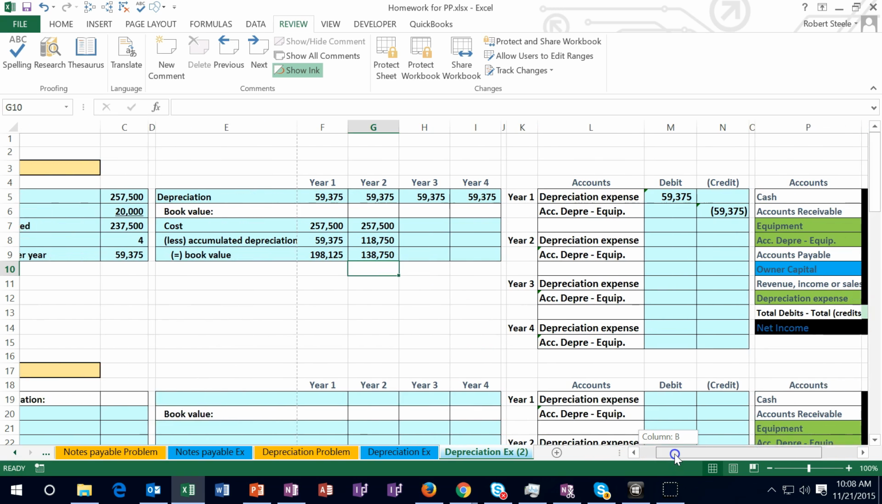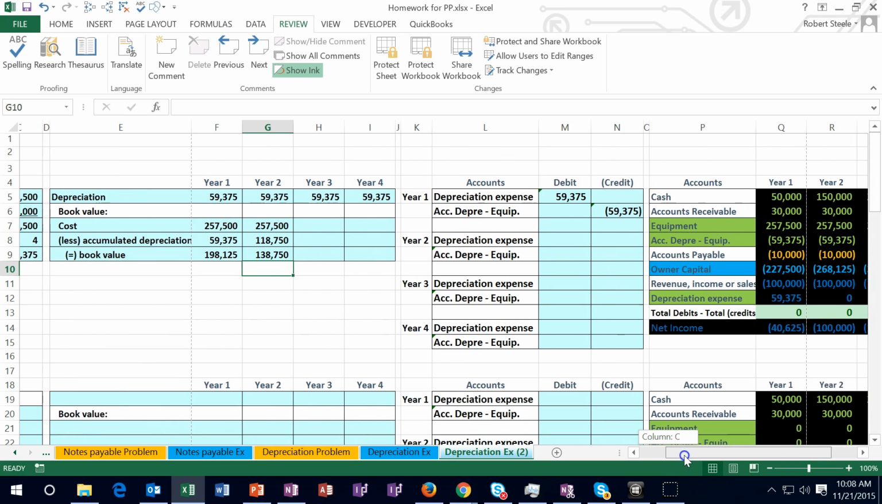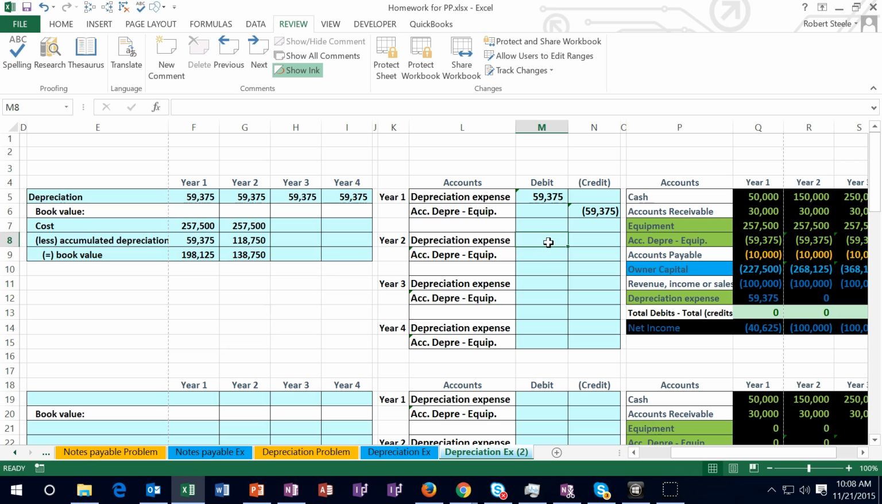How can we record that? How can we see that in terms of our accounts on our trial balance? Well, it's the same journal entry. We're going to do the same thing. It's an adjusting entry. The depreciation expense is going to go up by the $59,375, and we're going to credit accumulated depreciation for the same amount. What does that do in year 2? Well, we can see that the accumulated depreciation went up from $59,375 to $118,750. That's recorded by this entry here. Then the depreciation expense went from 0 up to $59,375. That brought net income down.